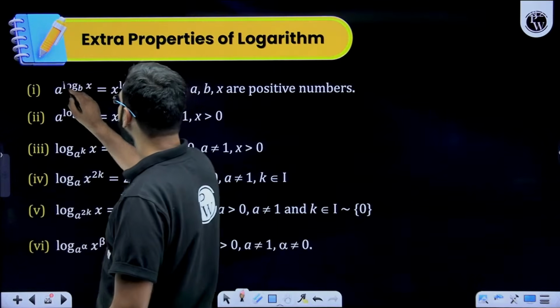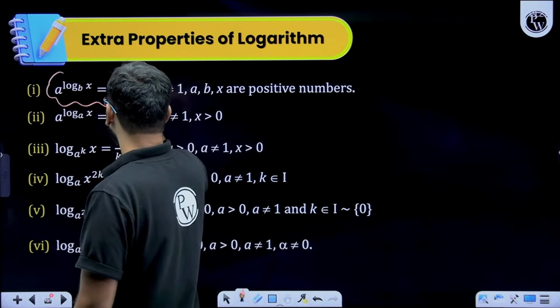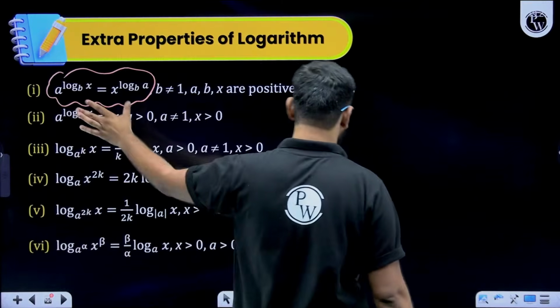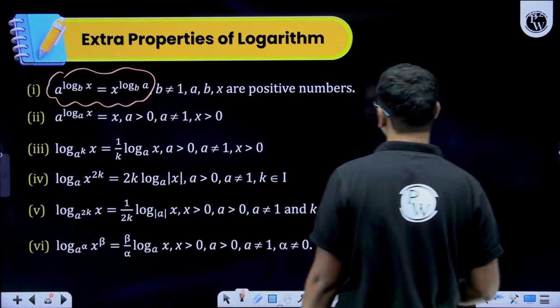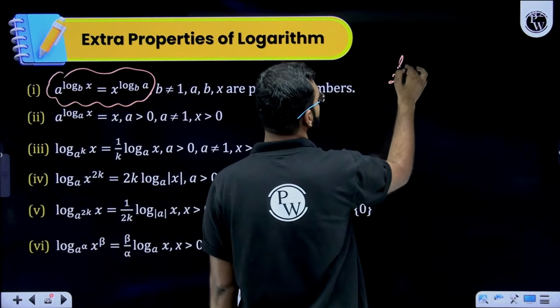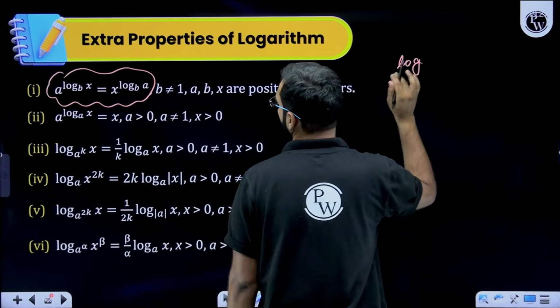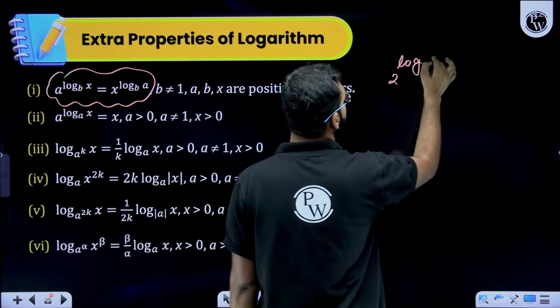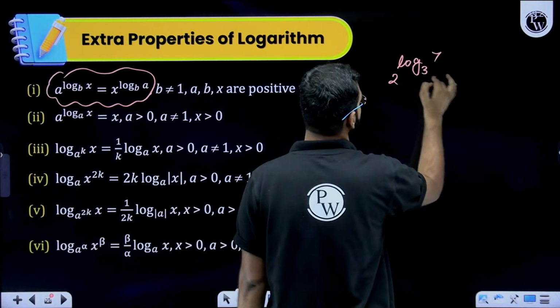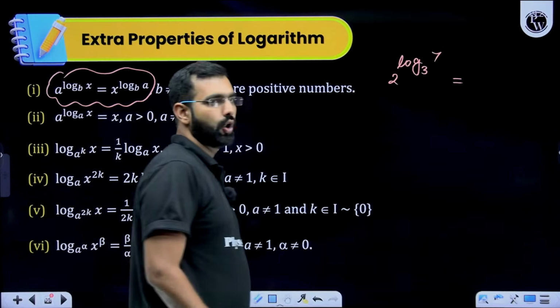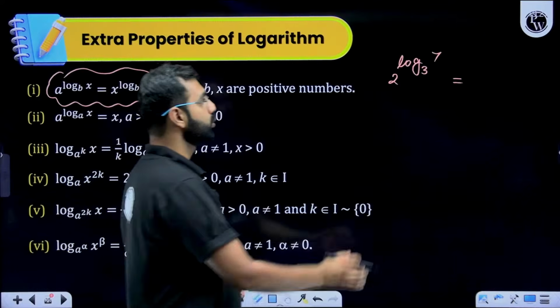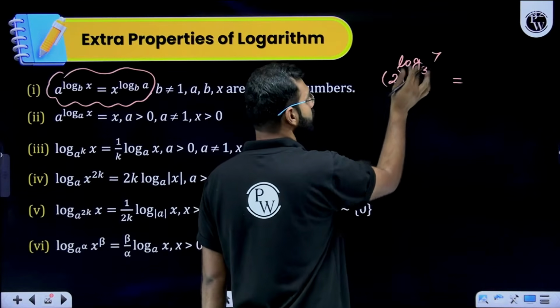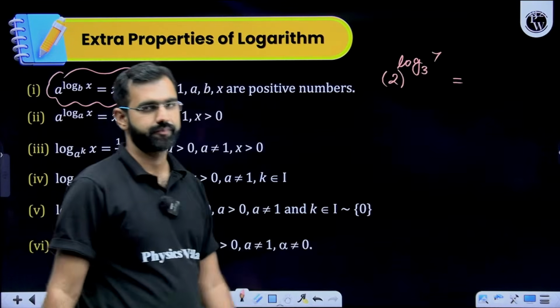This is again that fundamental property which we have discussed. Now, what does this property say? If I'm told 2 to the power log 7 at base 3, I hope you're understanding: 2 to the power log 7 at base 3. So this 2 is your base, and it is raised to the power log 7 base 3.